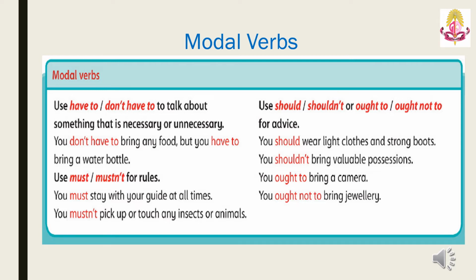Now, we use have to and don't have to talk about something that is necessary or unnecessary. If something is necessary, you need to do it. If something is unnecessary, you don't need to do it. And the sentence from the trekking information was, you don't have to bring any food, but you have to bring a bottle of water.